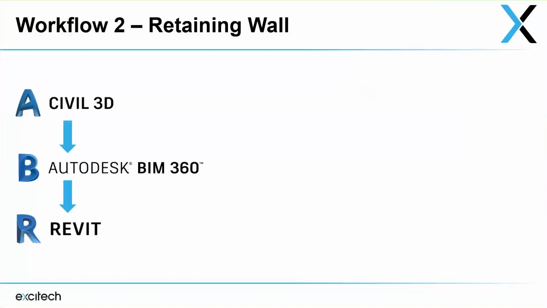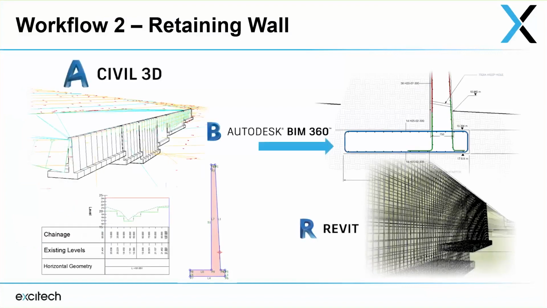Now the advantage of using Civil 3D is we have the existing ground, we have the proposed or new ground, we can do all of our earthworks around the retaining wall and also optimize the perfect shape for that retaining wall. What we're then doing is using a brand new workflow where we can take the Civil 3D surfaces across via BIM 360 into Revit. So if the surface changes in Civil 3D, it will automatically update and change in Revit.